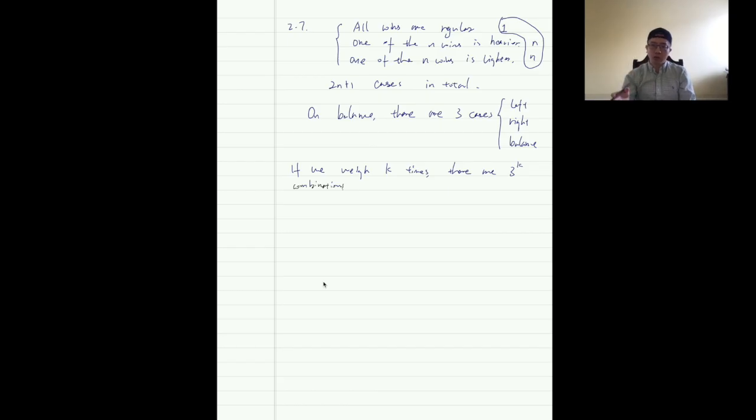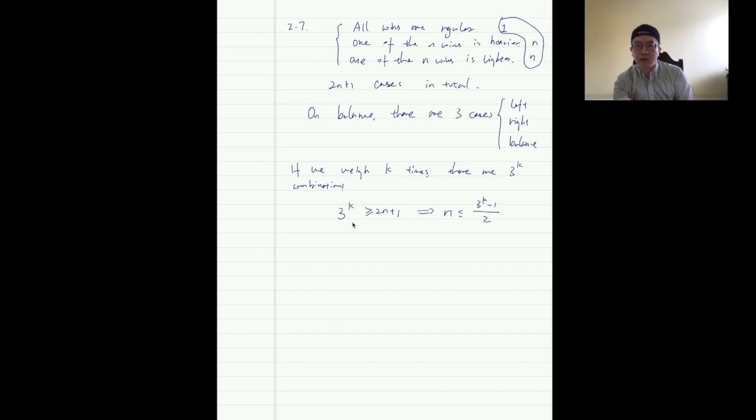okay, and in total we have 2n plus 1 cases, right? This means that we let this guy be less than or equal to this guy, and then we can find an upper bound of n, right? I mean, this guy should be bigger than this, right? Because that is the total number of cases that we can resolve, right? So this means that n will be less than or equal to (3^k minus 1) over 2. Okay, so basically that is the upper bound of n if we want to weigh k times. Okay, so that is the one way of thinking of this solution.